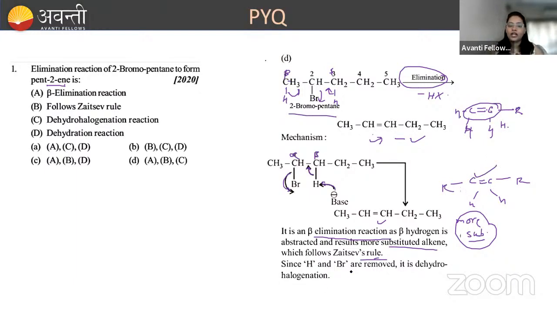Here H and Br are removed. It is dehydrohalogenation. So which type of reaction is it? Very, very interesting problem actually. Here beta elimination is happening, following the Zaitsev rule during that beta elimination, and dehydrohalogenation is also happening, that means both hydrogen and halogen are being removed. So that's why ABC is the answer.